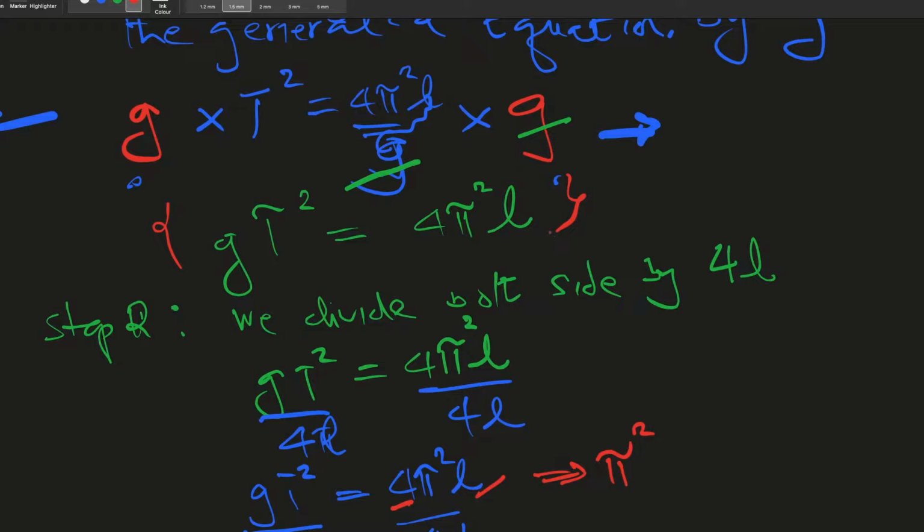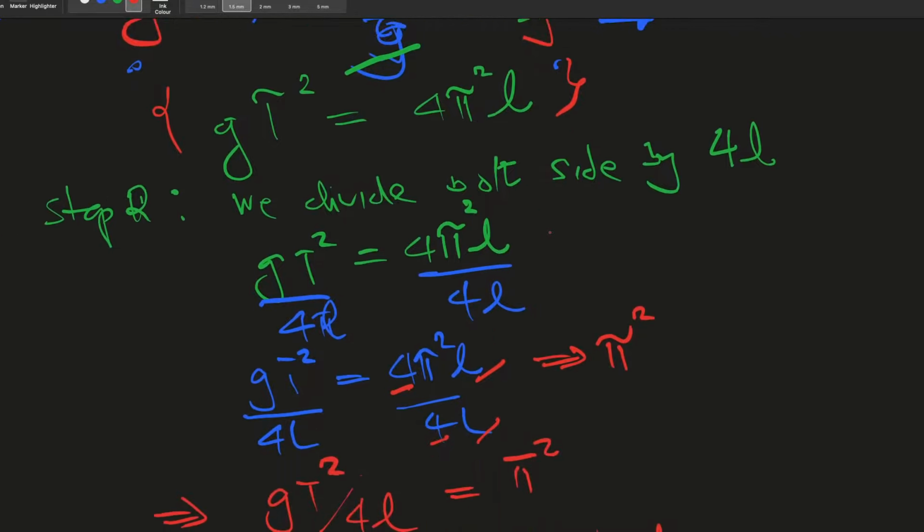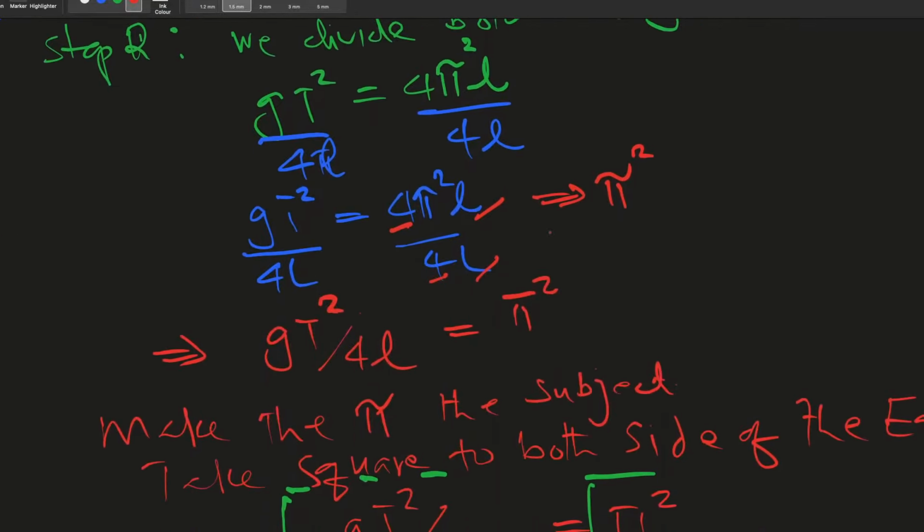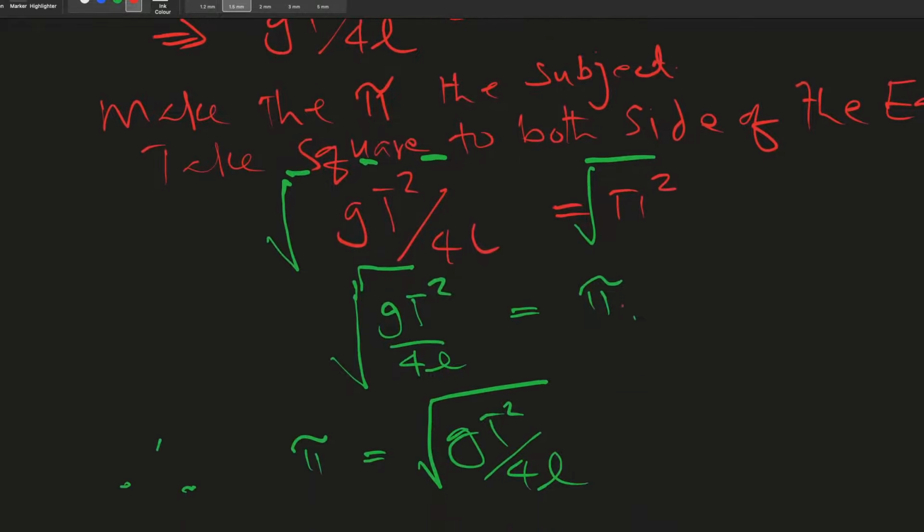Then we divided both sides of the equation by 4L so that the pi squared can stand on its own. So when we did that, the pi squared now became this: gT squared over 4L is equal to pi squared. So to make pi the subject, we take the square root of both sides of the equation we attained. Okay, then we have our equation to be this, gT squared over that.